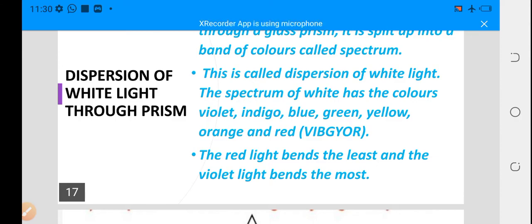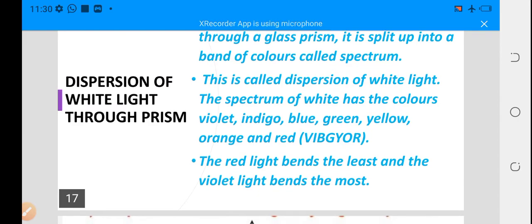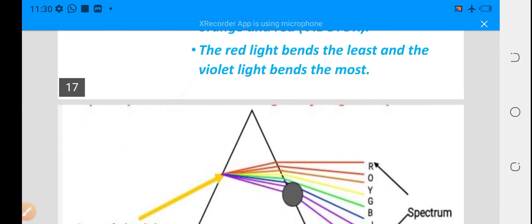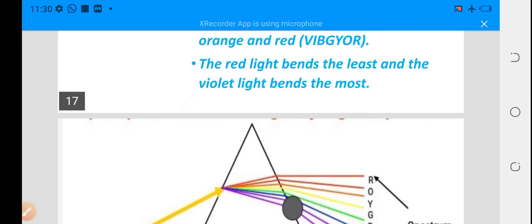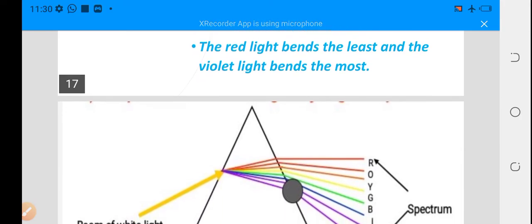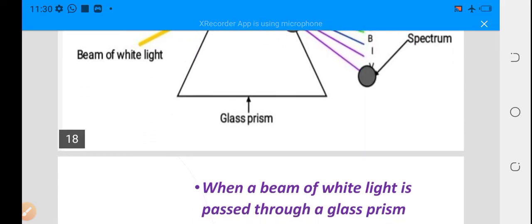The spectrum of white light has the colors violet, indigo, blue, green, yellow, orange, red. The red light bends the least and the violet bends the most. Which is bending more? The red color bends very little, and violet bends the most. You can see this figure also.